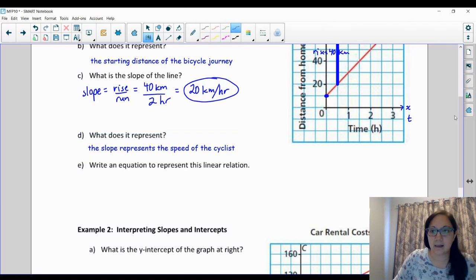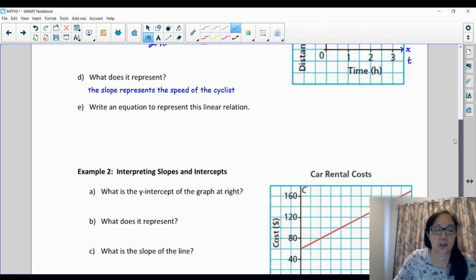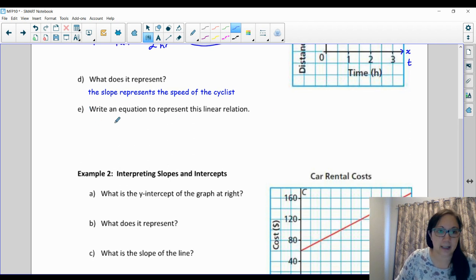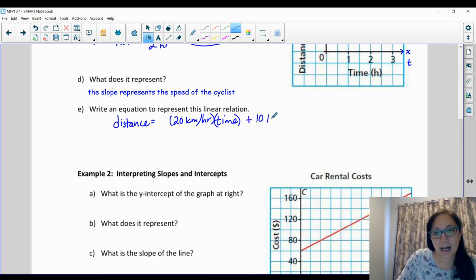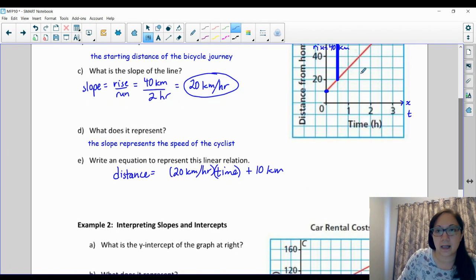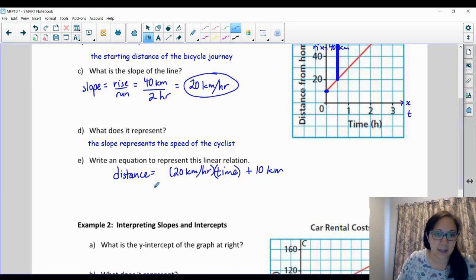Okay, and this is where this whole section is heading, is toward writing equations. So we know that the distance that the cyclist goes is going to be equal to 20 kilometers per hour, which is their speed, times however many hours they went for, which means times the time, plus you have to add 10 kilometers to that because they started at 10 kilometers. Another way you could write that is just D equals 20t plus 10 if we were writing it without units.